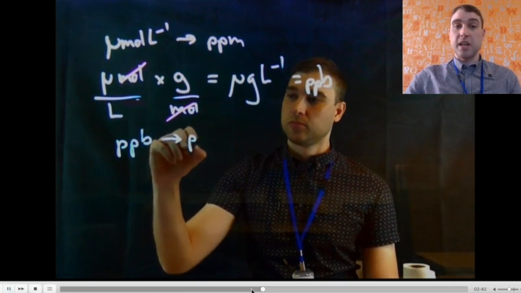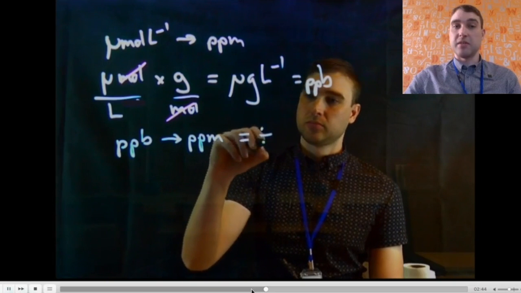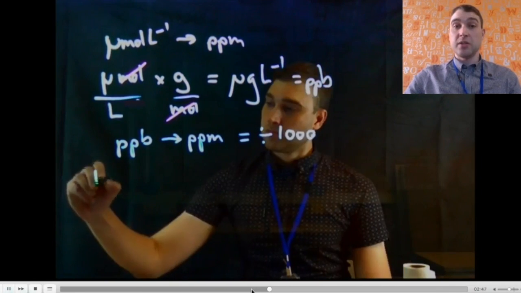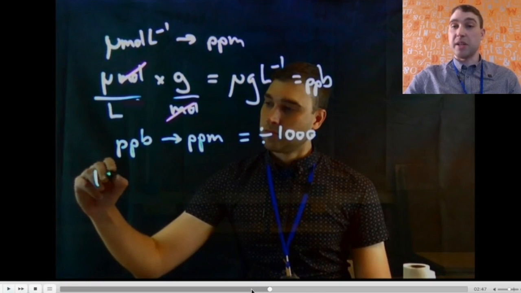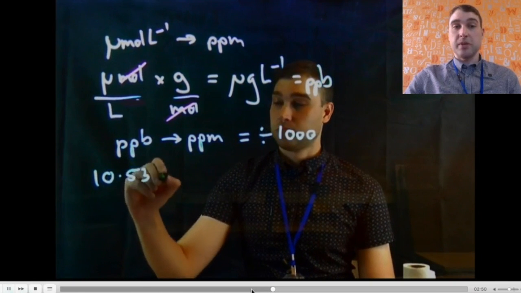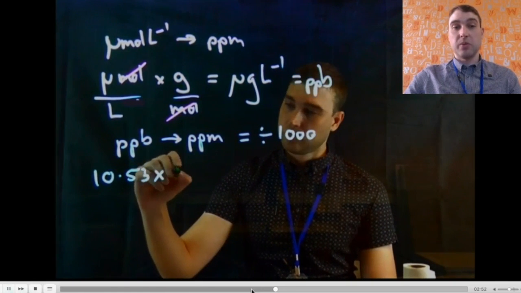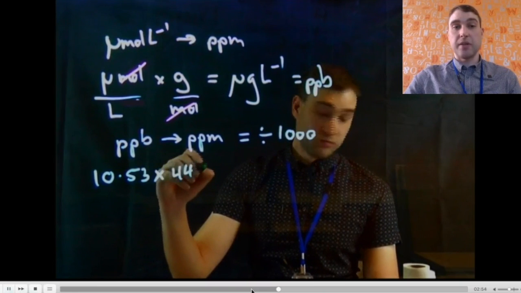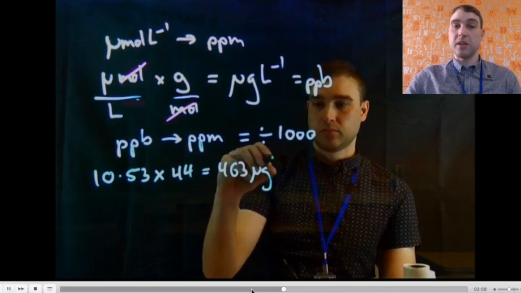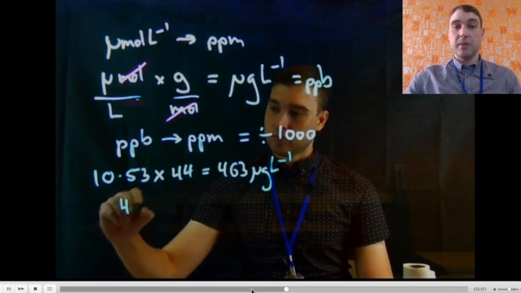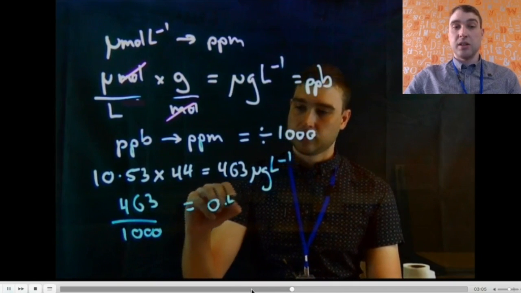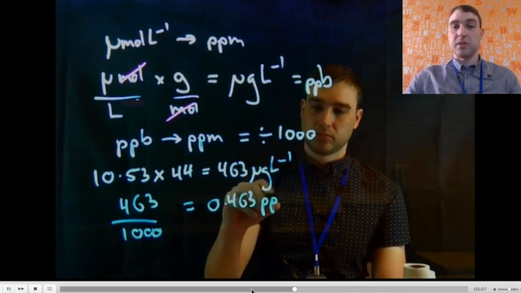So now I need to turn part per billion into part per million, and we just had the conversion there, we divide by 1,000, that's in the question that we just did. So now that I have what I need to do, I can put in my numbers and find my answer. We had 10.53 micromoles per litre. We multiply that by the molar mass of the ethanol, which we were given as 44 grams per mole, and we get 463 micrograms per litre. Then we need to divide that by 1,000, and that will turn it into parts per million, and there's our answer.